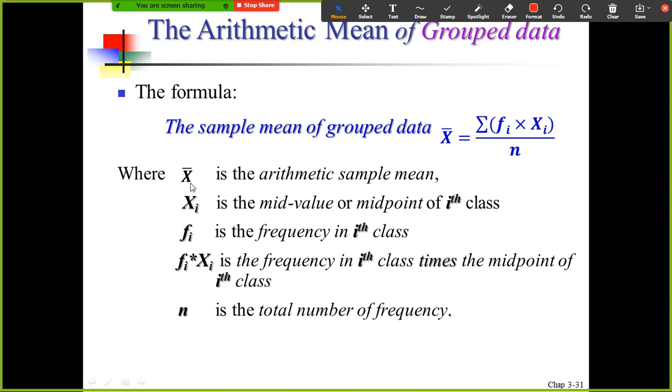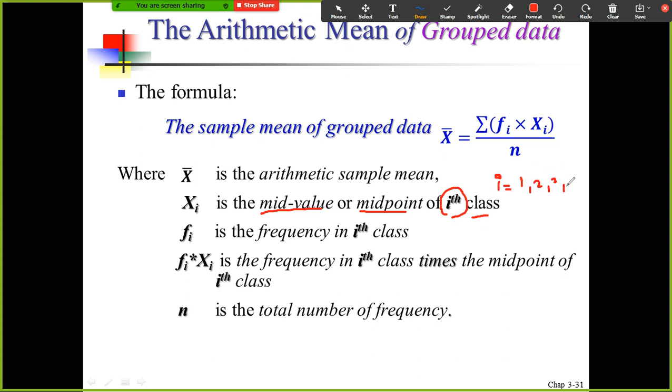x bar is the arithmetic sample mean, xi is the mid value, the midpoint of the i-th class. What does i class mean? The i here is not interval. The i-th class is an order. i equals 1, 2, 3, 4, up to n. That's why i is order. If i equals 1, class 1. If i equals 2, class 2. If i equals 3, class 3. If i equals 4, class 4. If i equals n, class n.